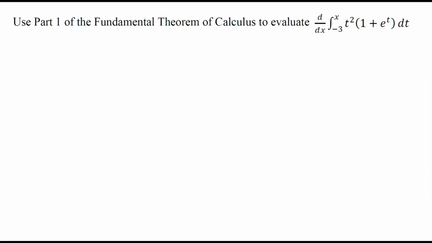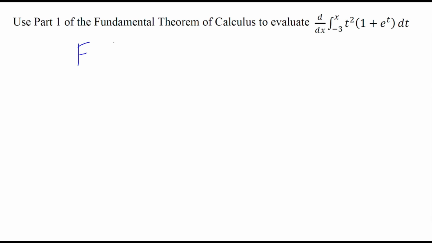So for this one, we're asked to evaluate the derivative of an integral of a function on some interval, -3 to x in this case. So we're going to use the first part of the fundamental theorem of calculus here, which tells us that the derivative of an integral is really just the original function. Since we don't really know the antiderivative of that function inside, t squared times 1 plus e to the t, and even if we did, we could still do this.